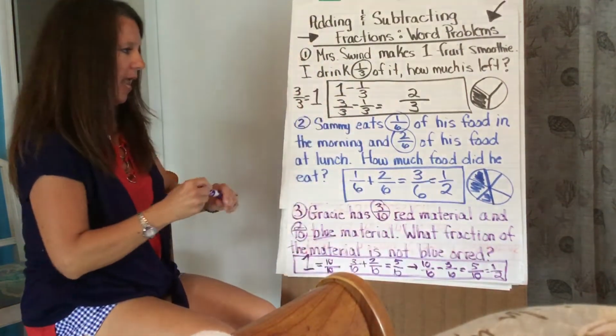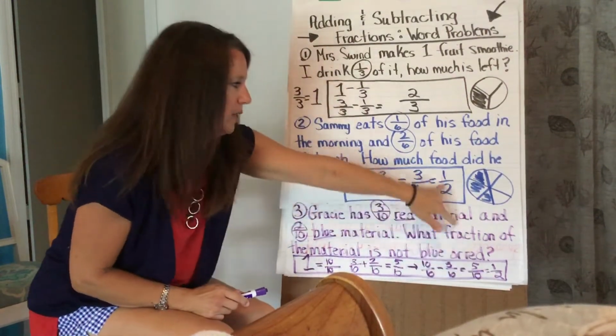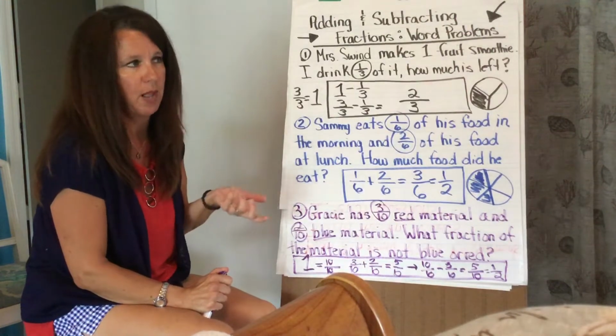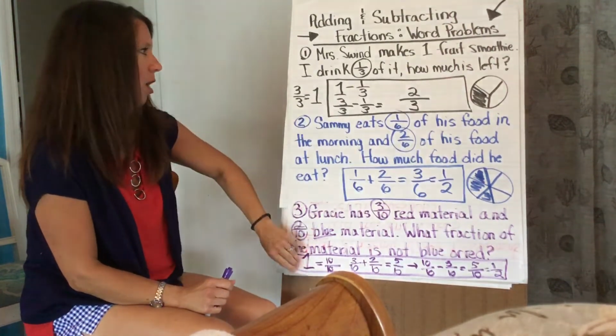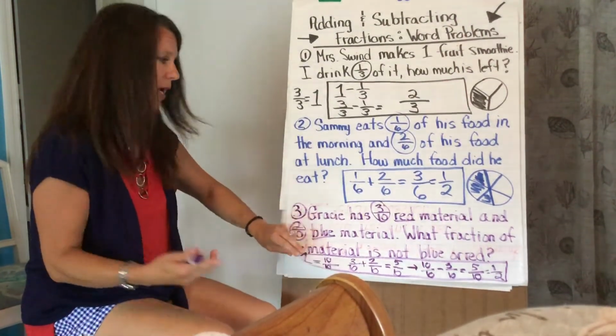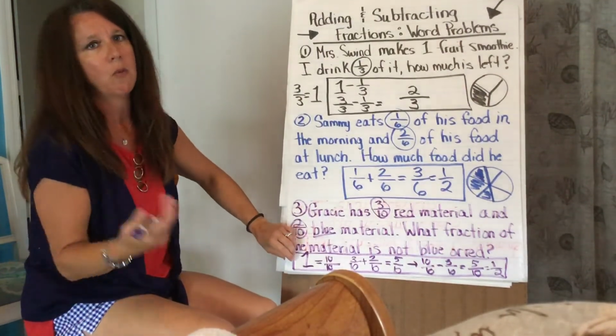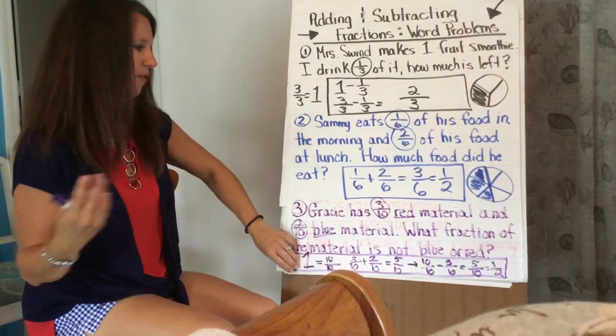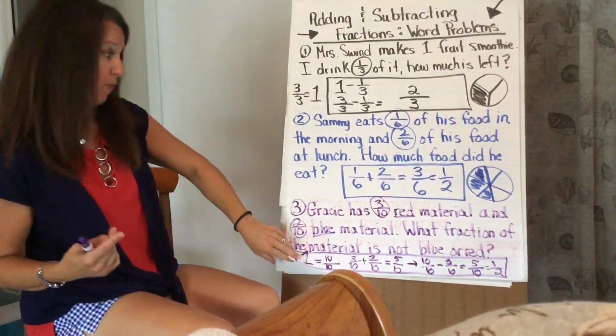So remember, these 1/2, those are some of your benchmarks that we talked about before when we were doing common factors and comparing fractions and equivalent fractions. Those are one of your benchmarks. 0, 1/4, 1/2, 3/4, and 1. Those are the 4 benchmarks that you're going to be most familiar with.